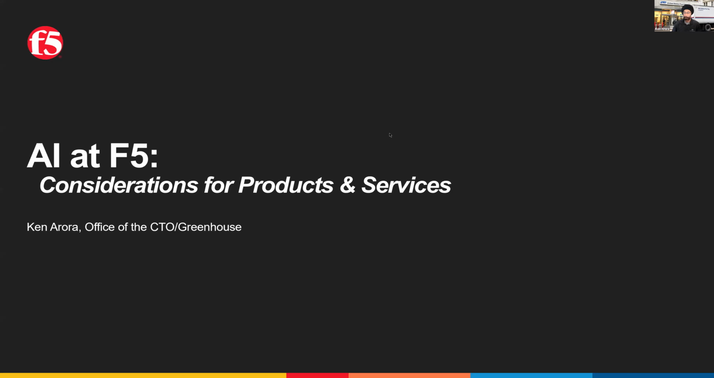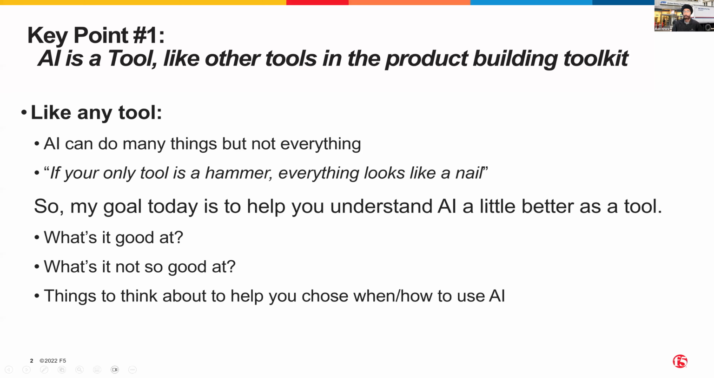All right. So with that, the first key point is AI gets a lot of hype, and I want to level set everybody in terms of AI as a tool, just like any other tool in the product building toolkit. It's a very powerful tool, sort of like cloud computing, or if you want to go back further, like an engine. It can do lots of things. When you have a very powerful tool, it's very tempting to use it like a hammer, right? That old saying: if your only tool is a hammer, everything looks like a nail.